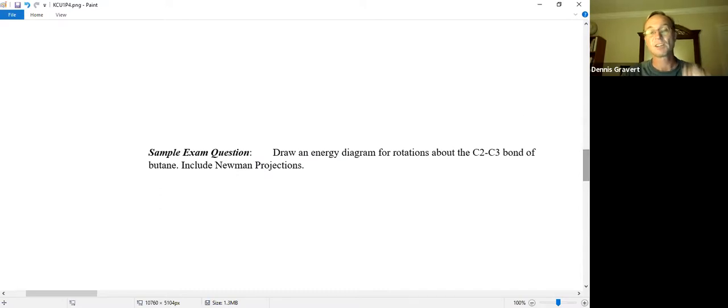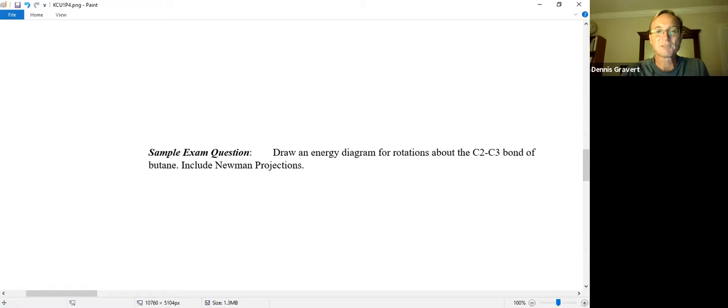Last thing we're going to do here, dealing with Newman projections, I might ask you to draw an energy diagram. So you need to review what an energy diagram is. I got a separate video for that. And what we're going to do is rotate, just like in this animation, about the carbon 2, carbon 3 bond. That's the bond we've been drawing down. And I want you to include some Newman projections.